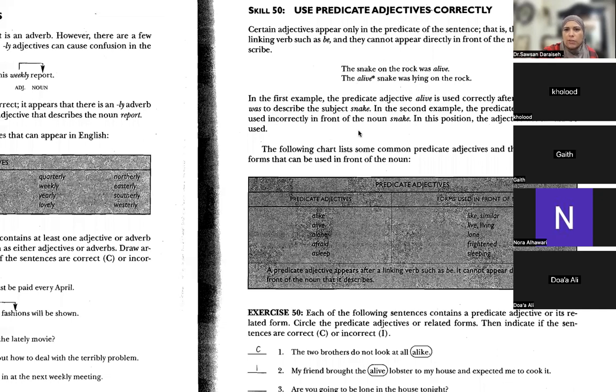So in the second example, the predicate adjective alive, this is called a predicate adjective. It's used incorrectly in front of the noun snake. We cannot use it in this kind of way. In this position, the adjective live should be used. So you either say the living snake or the live snake, but not alive.